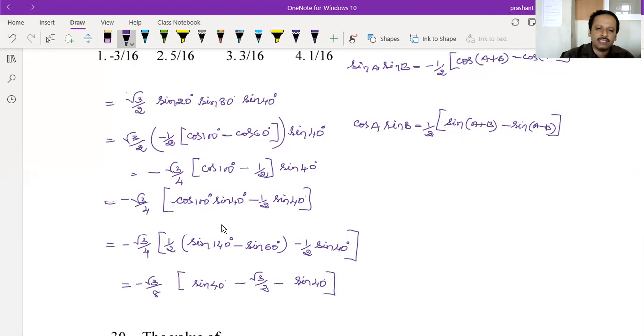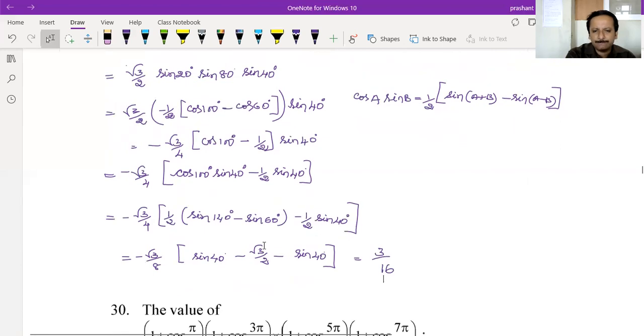So now the sine 40 gets cancelled. So we have minus root 3 by 8 into minus root 3 by 2. Minus root 3 into minus root 3, that will give you 3. Denominator 8 into 2, that's equal to 16. 3 by 16 is the answer. This is the standard result, the standard formula, you should remember.